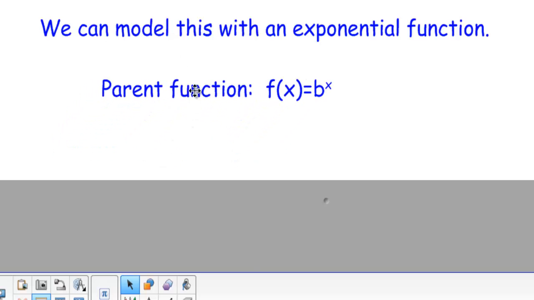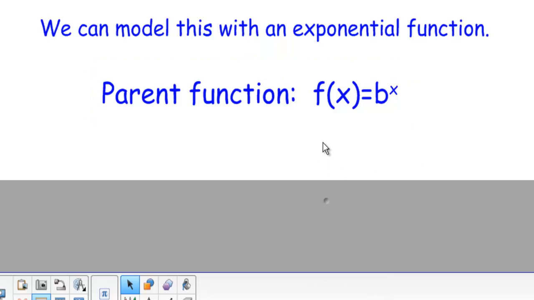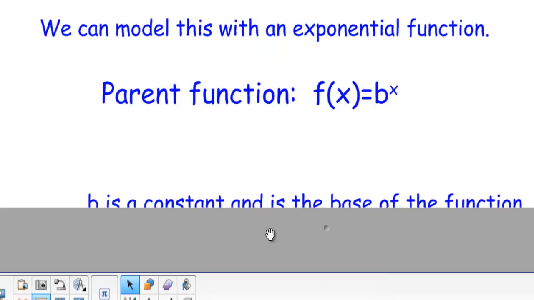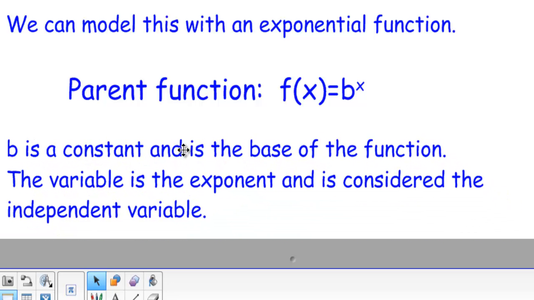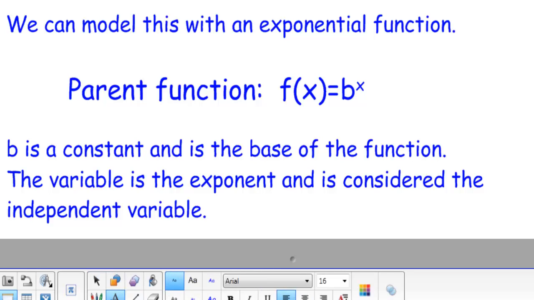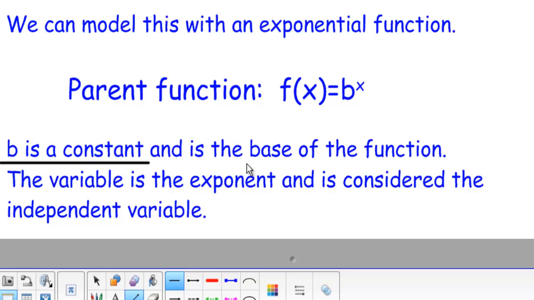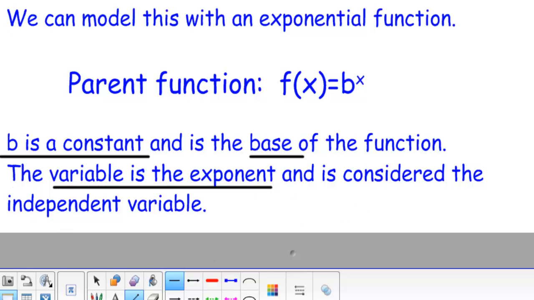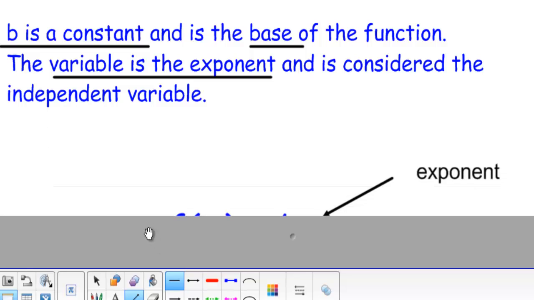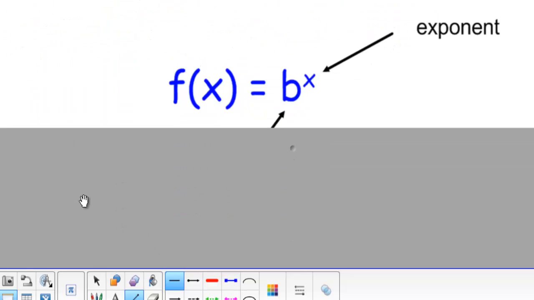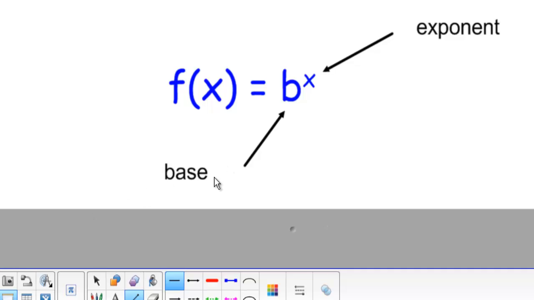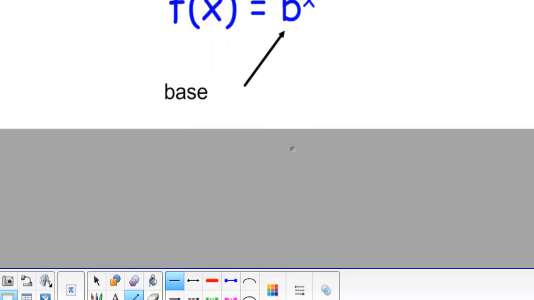The parent function for an exponential function looks like this: f of x equals b raised to the x power. Now this is very different than any function that we've studied so far, because b, the base, is a constant. But the variable here is the exponent, very different from anything we've done before, and it's considered the independent variable. So in f of x equals b to the x, the b is the base, and the x, our variable, is the exponent.